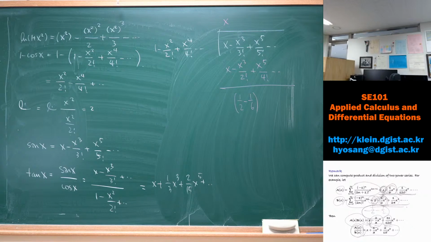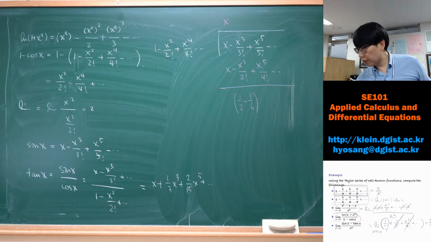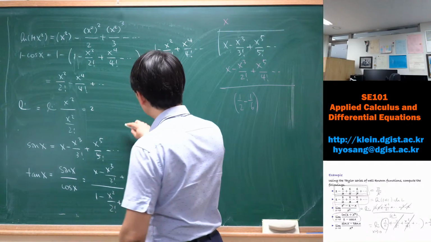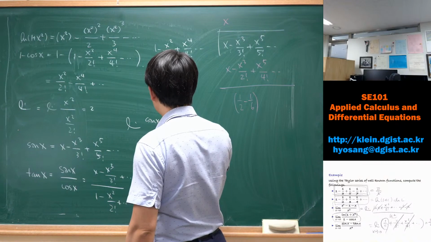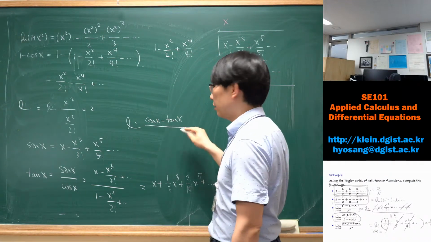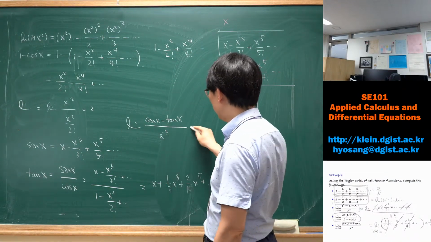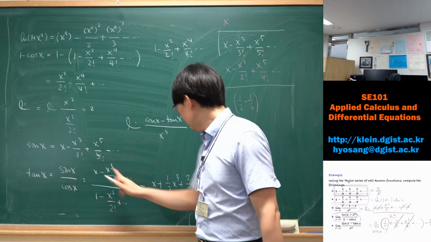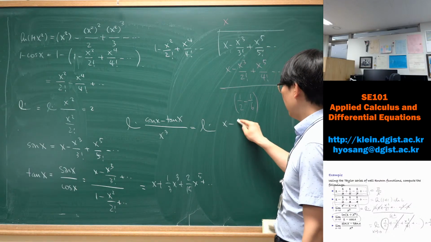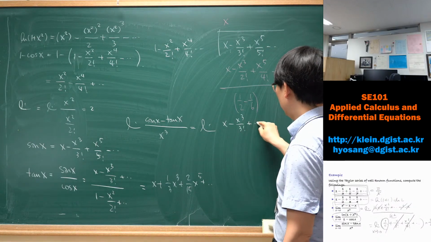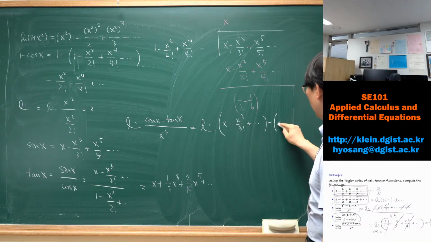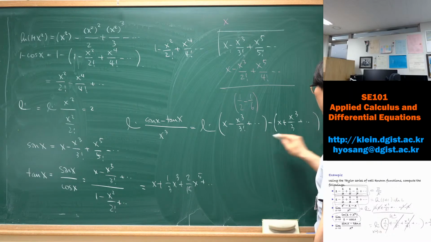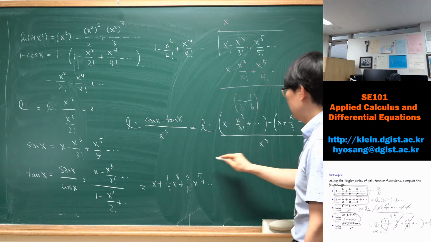And then what? Our problem is to find the limit of sine x minus tangent x divided by x cubed. So then, expand: x minus x cubed over 3 factorial, and so on, minus x plus x cubed over 3, and so on, divided by x cubed.